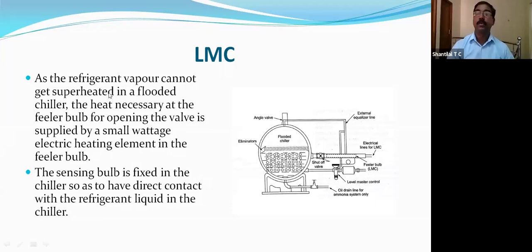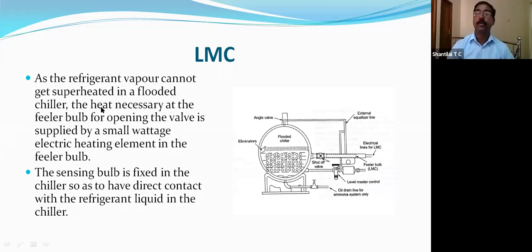That's why we have to heat the feeler bulb. For heating the feeler bulb, we are providing a small wattage electric heater. Then only it will be heated. On that basis, the bellow will expand. Then the stem will move downwards and open the valve. So refrigerant vapor cannot get superheated in a flooded chiller.